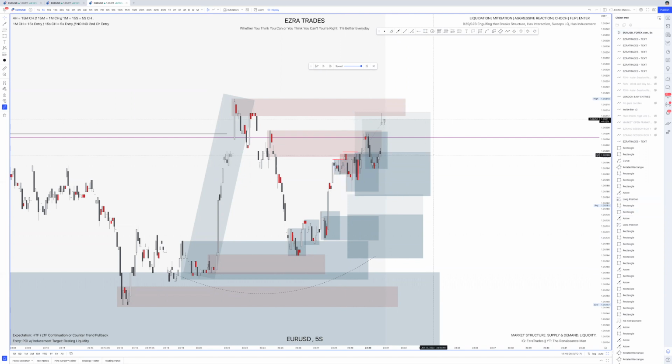I have a question. What if your entry would have failed and it came lower to that unmitigated zone, the two zones which you have marked below? Those are unmitigated. So if that would have happened?